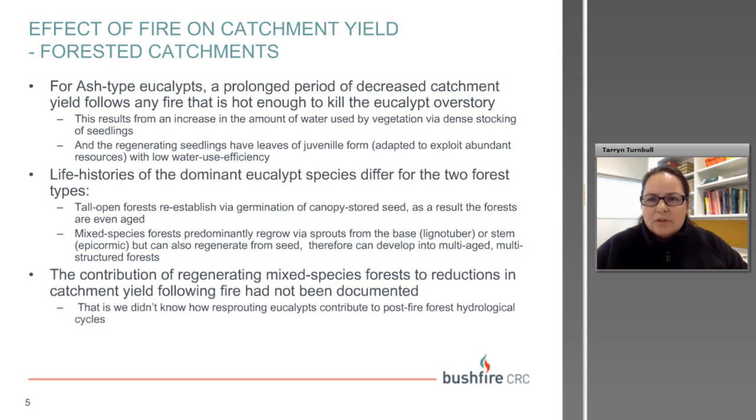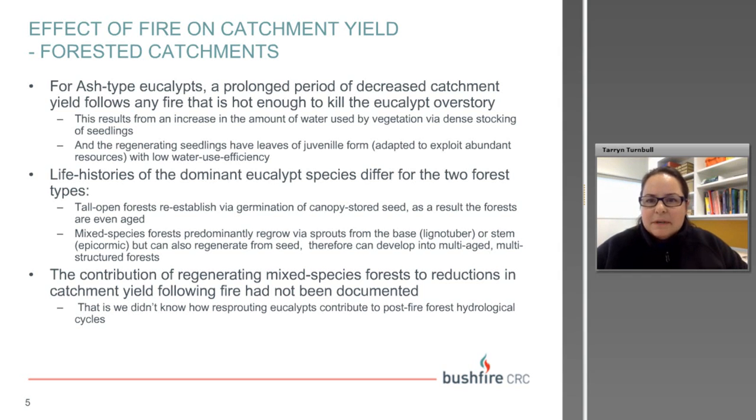Ash-type forests regenerate prolifically after a fire from seed, and the seedling-dense regrowth has a much greater proportion of sapwood, and that's the tissue that conducts water, than its mature counterpart. Additionally, leaves on young eucalypts are also different to those on mature eucalypts. They have this leaf form called juvenile, and their juvenile leaves are predisposed to greater rates of water loss.